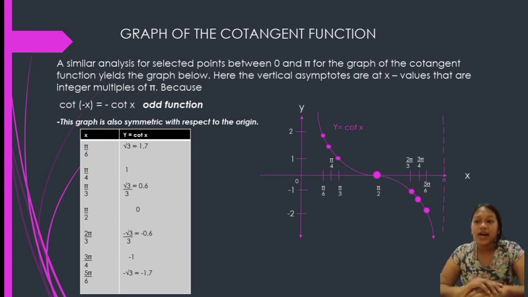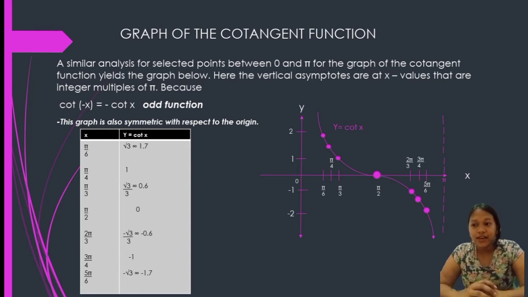And in the y values, y equals cotangent x, we have square root of 3, approximately 1.7, 1, square root of 3 over 3, approximately 0.6, 0, negative square root of 3 over 3, approximately negative 0.6, negative 1, negative square root of 3, approximately negative 1.7.